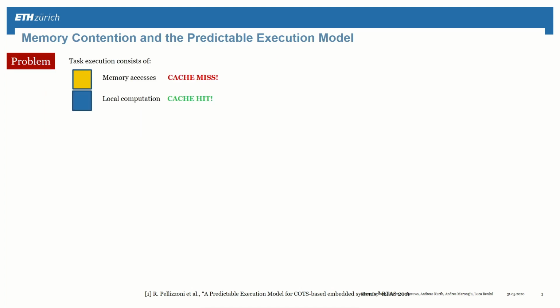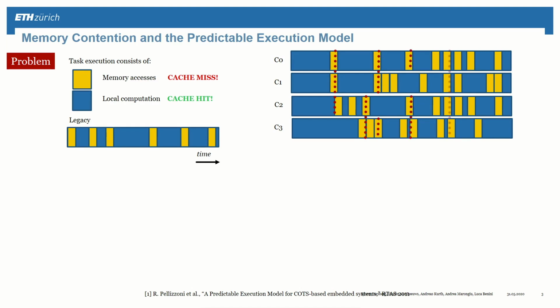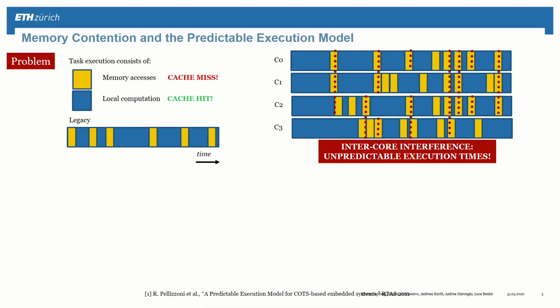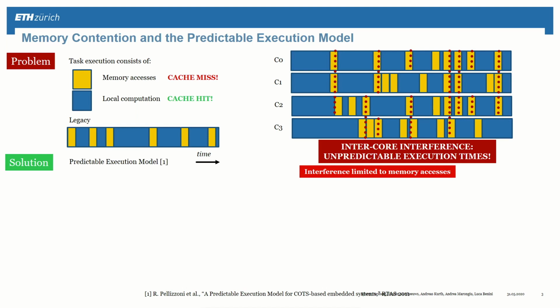Now, how this works is that there is the realization that task execution consists of two parts: memory accesses when we miss in the cache and local computation when we hit in the cache. Typically, these are spread out in small chunks over the course of the program, and every time many cores execute a cache miss at the same time, we have this interference problem. Now, the good thing is that this is limited to memory accesses. So what the authors of the predictable execution model realized is that we can simply group all of these memory accesses together in chunks that are big enough to schedule independently.